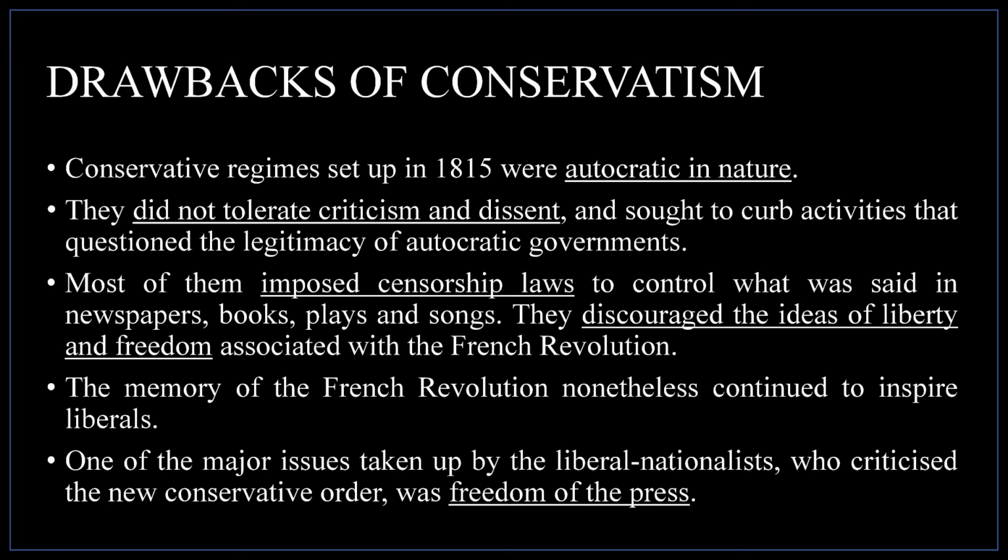One of the major issues taken up by the liberal nationalists who criticized the new conservative order was freedom of the press. This return to autocracy meant that there were multiple restrictions on what people could say and what people could do. They could not promote the ideas of nationalism and liberty and were forced to be silent about the lack of representation in government. Thus, most of Europe was taken back to a system of government which had existed prior to the French Revolution. Over here, political and military power was once again concentrated in the hands of the monarchy and the nobility. And this led to many liberal thinkers going underground and becoming revolutionaries.